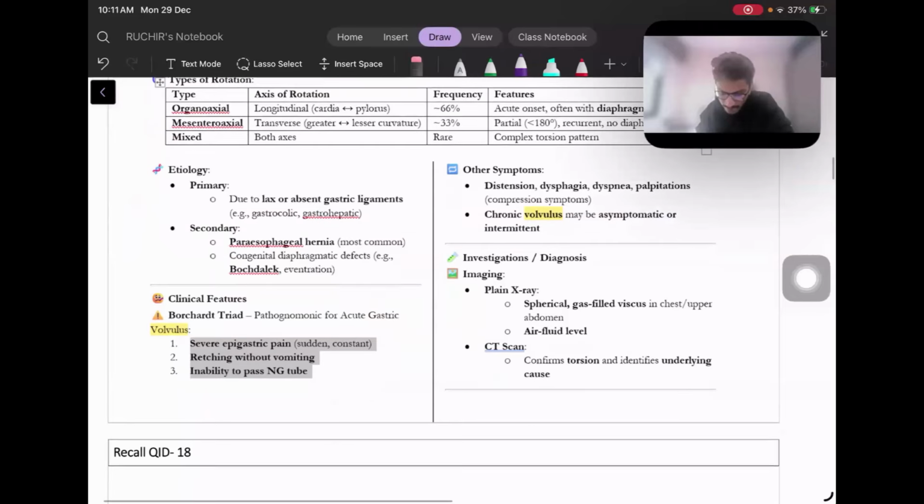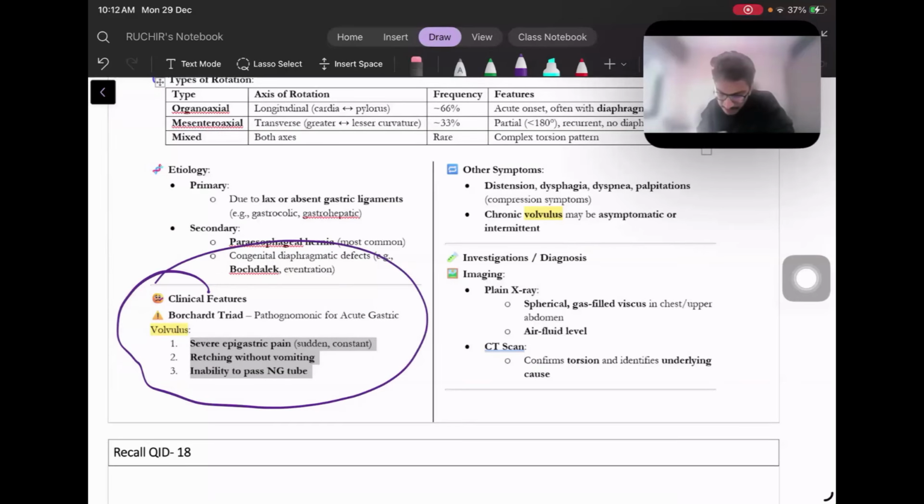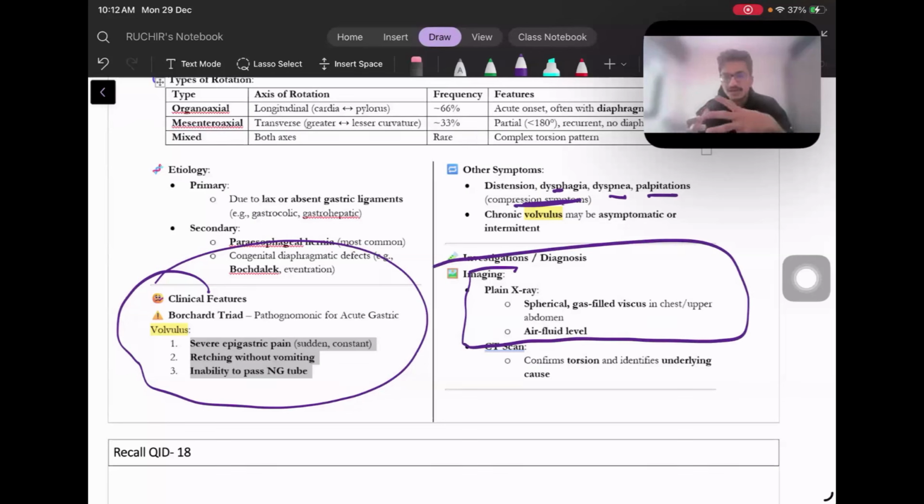Okay. So here the patient can present with the Borchardt triad, which is classical, but there can be dysphagia, dyspnea, palpitations, the compression symptoms. And remember that in plain X-ray, if the stomach is filled, now remember why would there be an air fluid level? Because the stomach is fluid filled with air also. There is a twist in the stomach, and that will appear as an air fluid level. Remember that it will be a spherical gas filled viscus in the chest or upper abdomen. Remember, chest or upper abdomen, and there is an air fluid level.